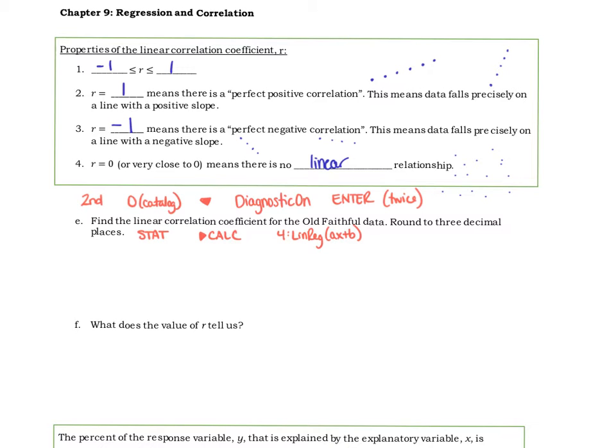Okay, now in this particular question, notice that we were asked to find the linear correlation coefficient. That is the R value. Okay, so what does the R value say? Well, hopefully it says that R is 0.845. Okay, now what does that tell us?